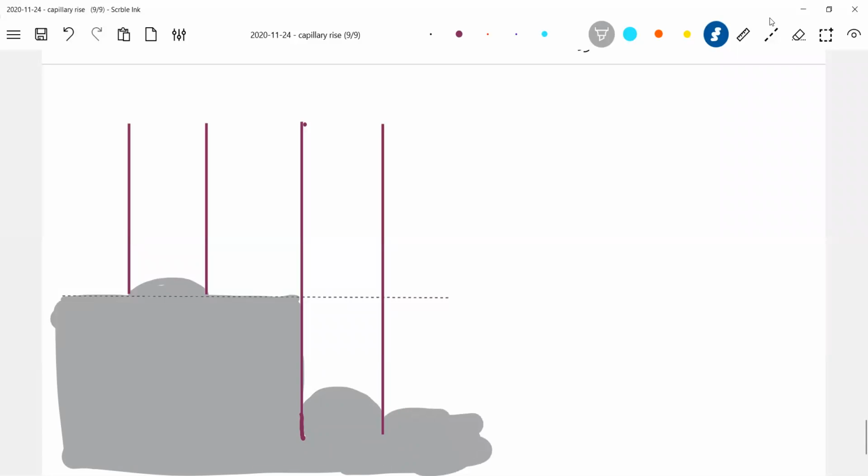The meniscus will be like this. Now look at this. Again, our concepts are similar. I'm showing a little bit more meniscus.